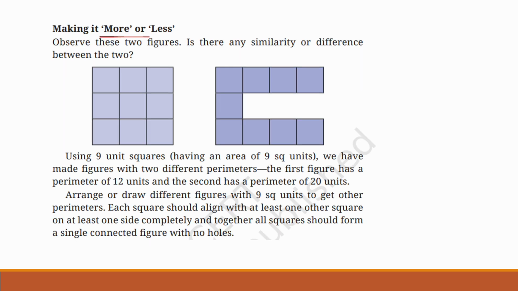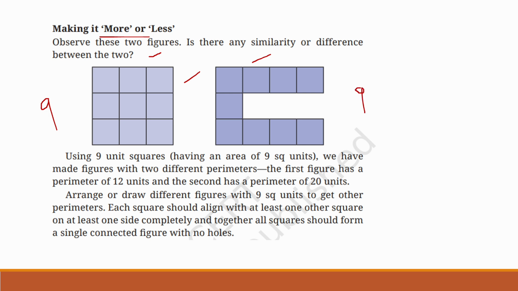Making it more or less. Observe these two figures. Is there any similarity or difference between the two? Using 9 square units, having an area of 9 square units, we have made figures with two different perimeters. The first figure has a perimeter of 12 units and the second figure has a perimeter of 20 units. See the first figure, what about the area? It is 9 square units. Then the second figure, also 9 square units.